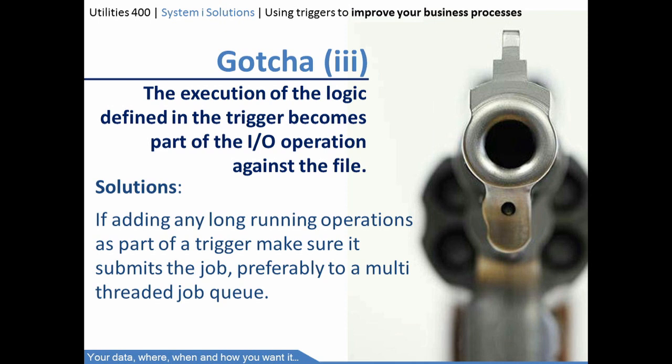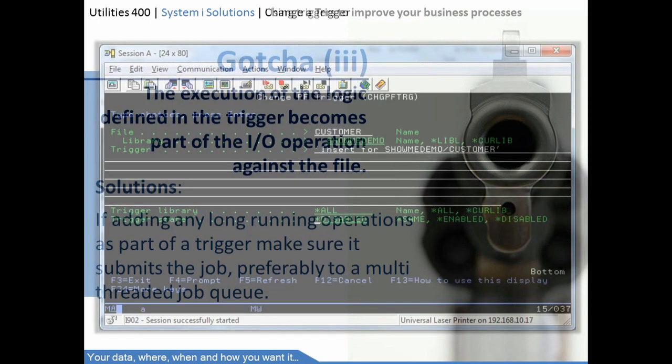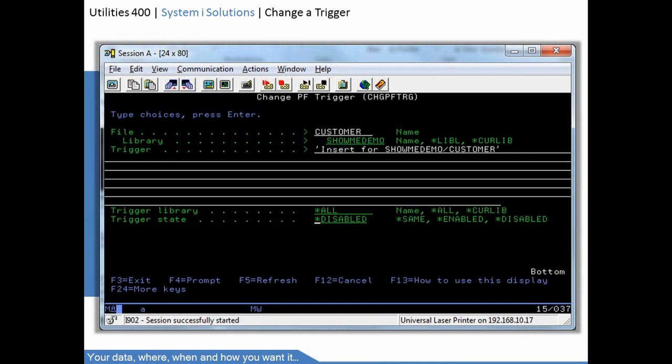So you submit a job, and preferably to a multi-threaded job queue. All the trigger does is submit the job, pass any parameters to it that you need, and that job can then go away and do the long-running tasks in the background. Now, you'll be happy to know that that is probably the end of the gotchas. So there's 3 big ones, but they're not really unwalkable. You can get around them. Once you get to triggers and write your routines, you'll get around those quite easily.